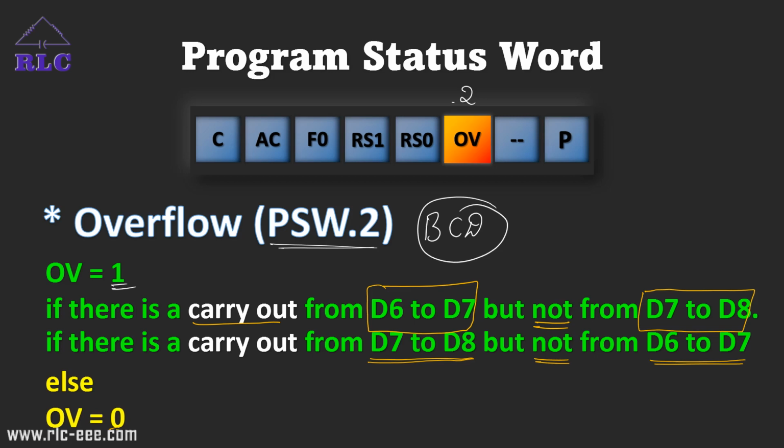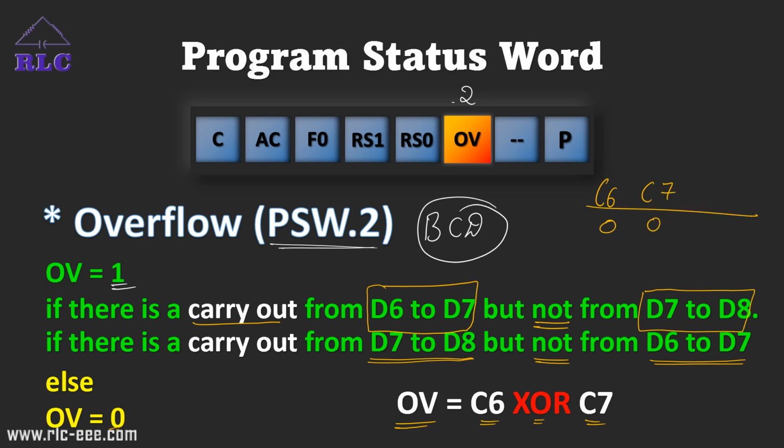That means if both carries are generated, from D6 to D7 and from D7 to D8, then overflow will be set to 0. If there is no carryout from D7 to D8 and D6 to D7, then also it will be set to 0. So we can easily say it as an XOR operation. That is, the overflow flag is equal to the carry of the 6th bit XOR the carry of the 7th bit, C6 XOR C7.